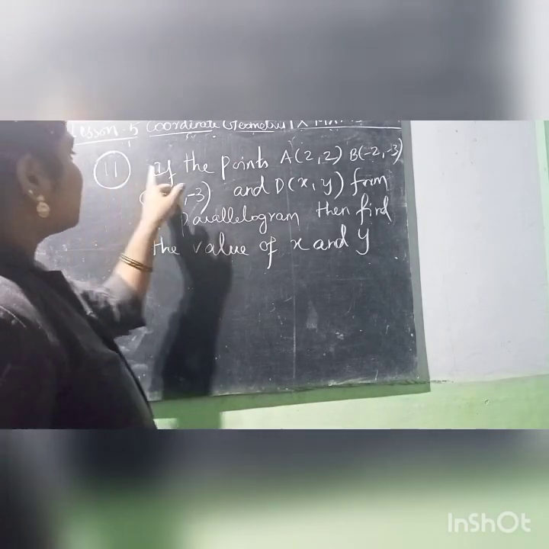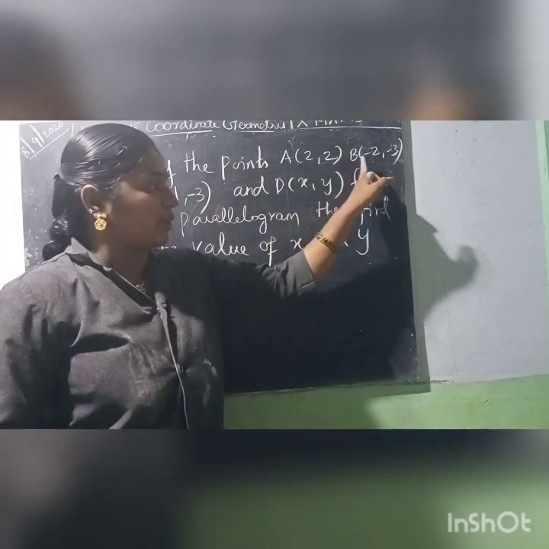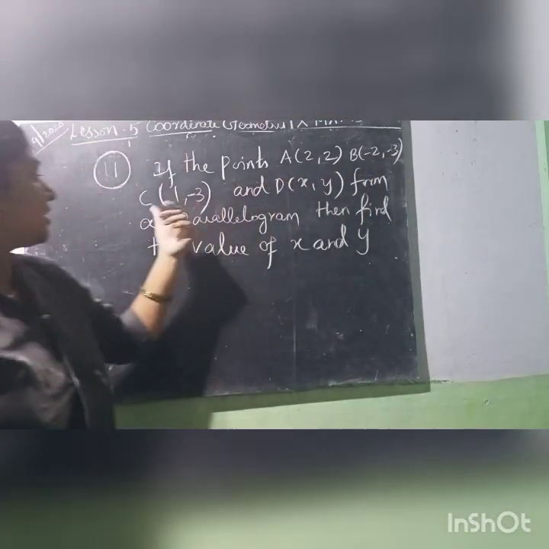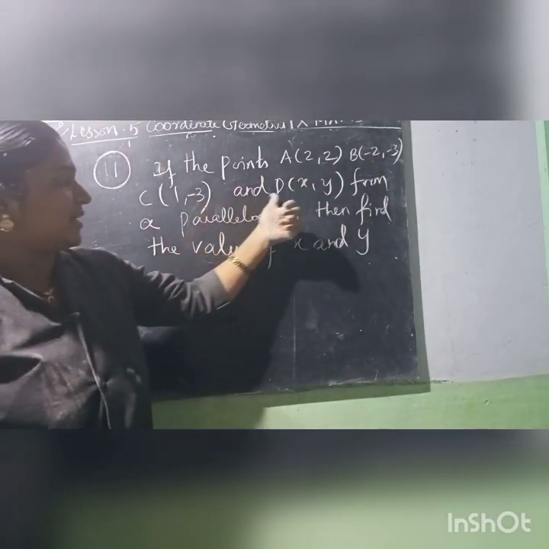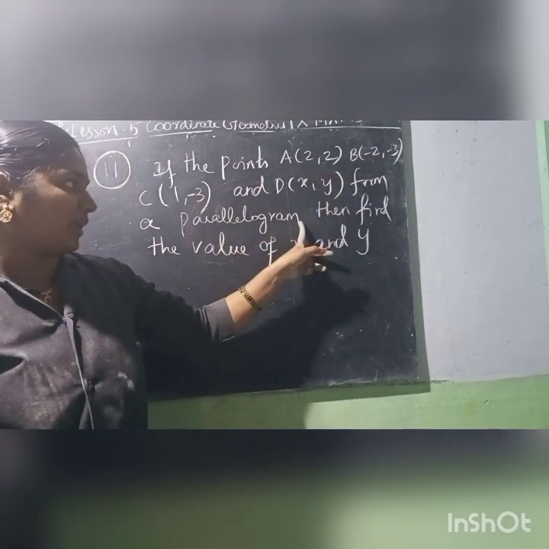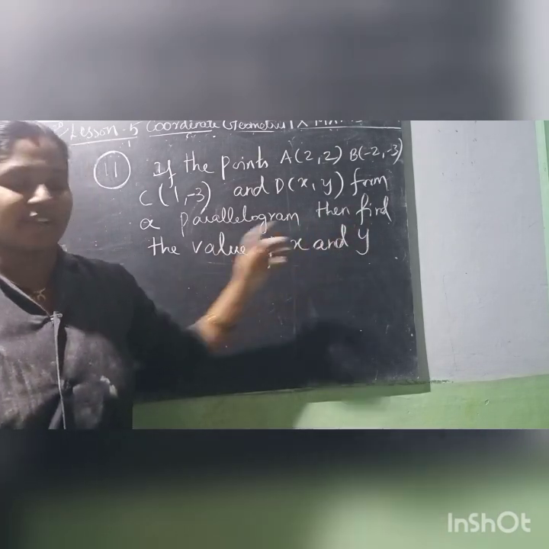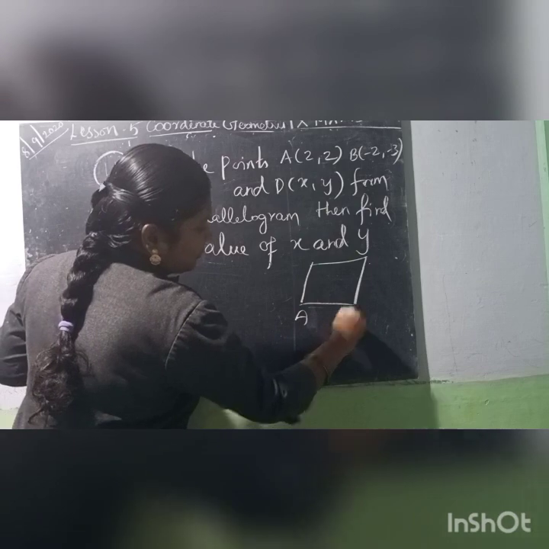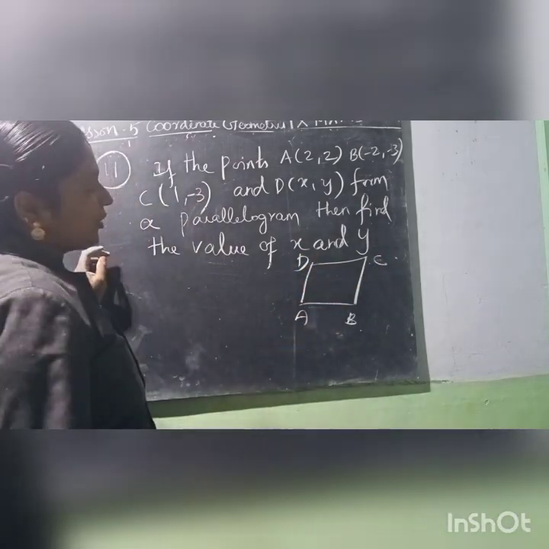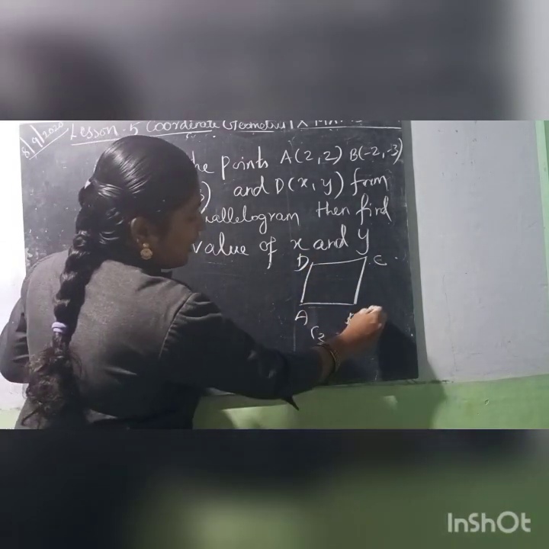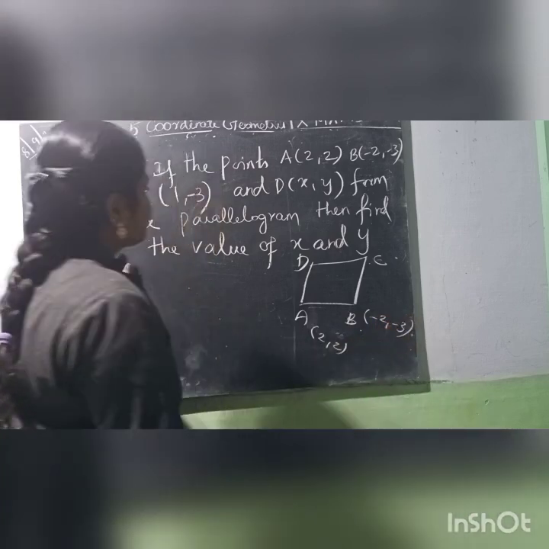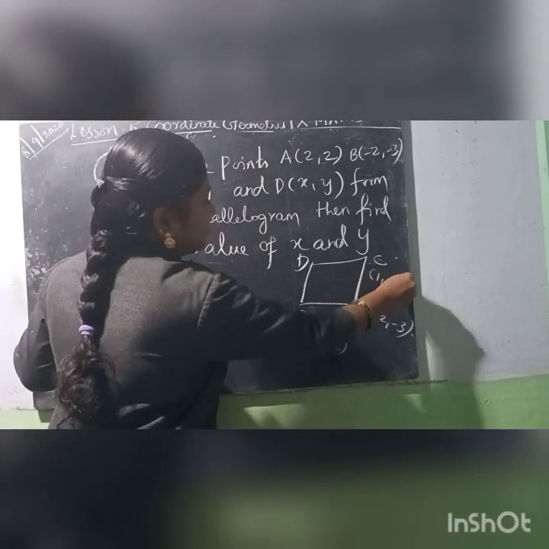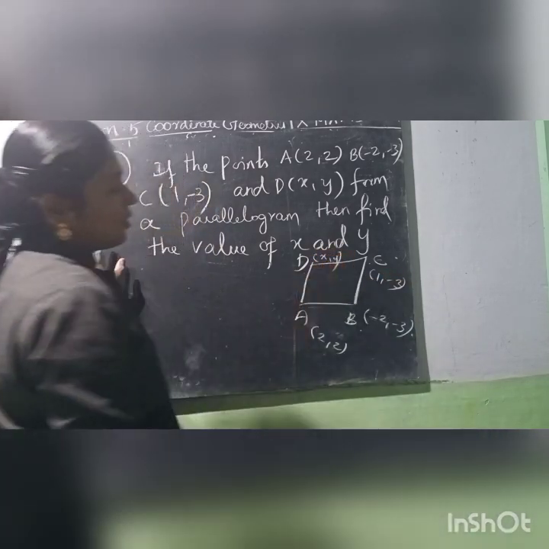Sum 11. If the points A(2, 2), B(-2, -3), C(1, -3) and D(x, y) form a parallelogram, then find the value of x and y. So let me draw the parallelogram ABCD. The point A is (2, 2), B is (-2, -3), then C is (1, -3). D is now (x, y).